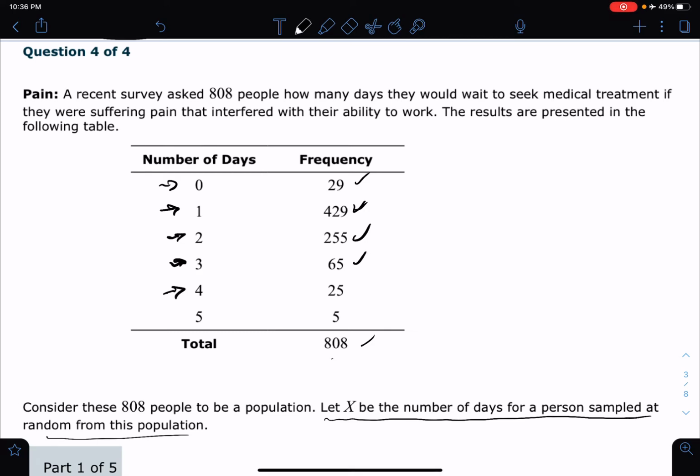Suffer for 4 days without going to the hospital. That is going to be 25 out of 808. And the people that'll suffer for a whole 5 days, like a business week, Monday through Friday, that's going to only be 5 out of 808. So they're either really tough or dumb, right? I don't know. I can't tell. But anyhow, that's how we're reading that.